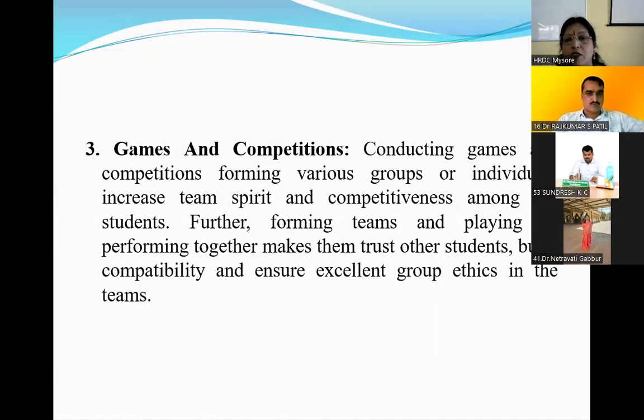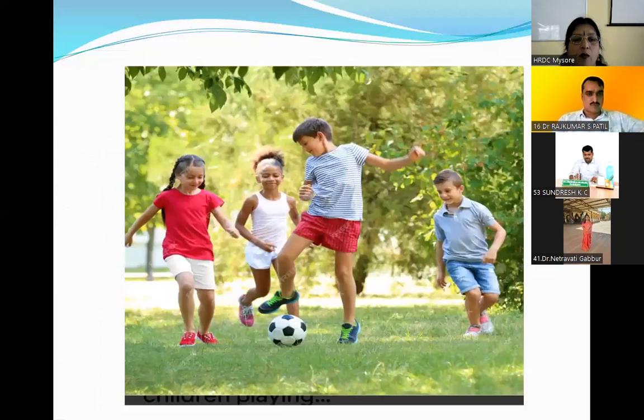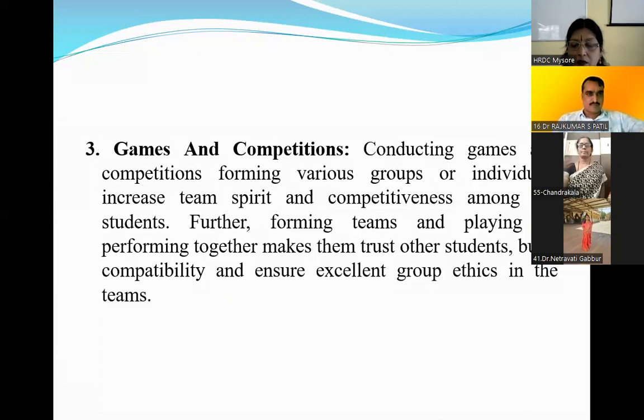Games and competitions. Conducting games and competitions forming various groups or individuals increased team spirit and competitiveness among the students. So play, game, all this develop a lot of qualities in them. They learn to play together and cooperate. They learn to accept success and failure. They know to help each other.